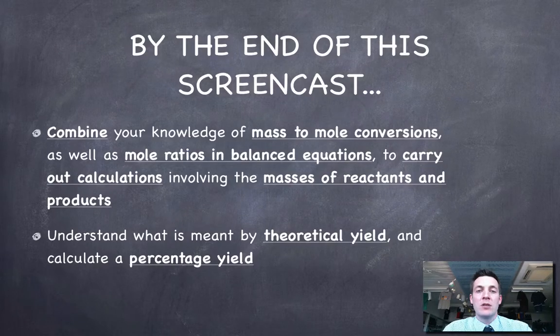So you'll combine your knowledge of mass-to-mole conversions and use your knowledge of mole ratios from balanced equations to carry out calculations that basically involve different masses of substances that are reacting or being produced in chemical reactions. Okay, and hopefully you'll also understand the difference between a theoretical and a percentage yield, and you'll be able to calculate both of those.